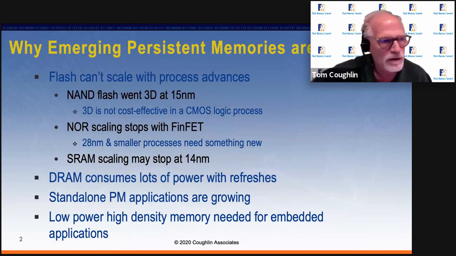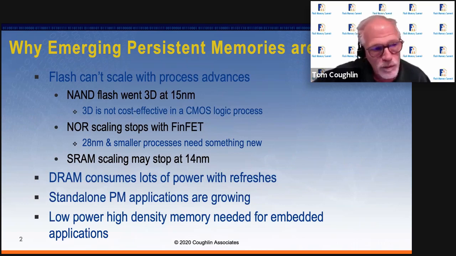And let's talk first about why emerging persistent memories are necessary today. The biggest reason probably is that flash can't scale with the process advances. That's why NAND flash went 3D at 15 nanometers. But 3D is not cost effective in a CMOS logic process, so it's difficult to use it in embedded applications. Nor scaling stopped with FinFET. 28 nanometer and smaller processes need something new.